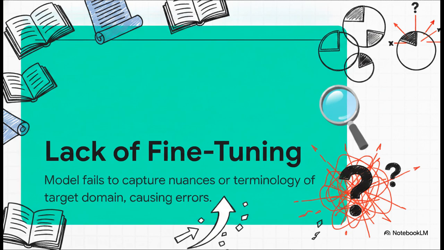And the final trap here is a lack of domain-specific fine-tuning. Out of the box, standard embedding models are fantastic for general knowledge, sure. But they often completely fail to capture the subtle nuances or the dense jargon of highly specialized fields. Think legal contracts or complex medical journals. Missing that specific niche vocabulary is a huge blind spot that leads to severe retrieval errors.